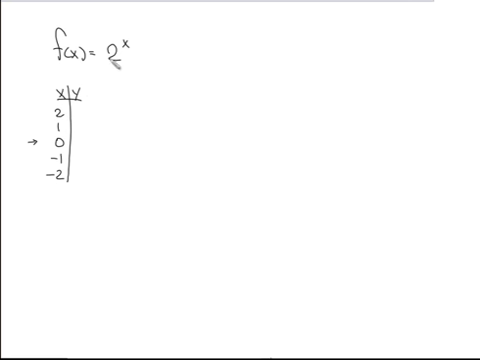Now, if I plug in a 2, 2 to the second power is 4. 2 to the first power is 2. 2 to the 0 power is 1. 2 to the negative first power, remember your negative exponents, is 1 over 2, or 0.5. 2 to the negative second power is 1 over 2 squared, which is 1 over 4, or 0.25. Feel free to use your calculator to help you get these points on your t-chart. The decimal is okay because the decimal is not the final answer. The graph is the final answer.